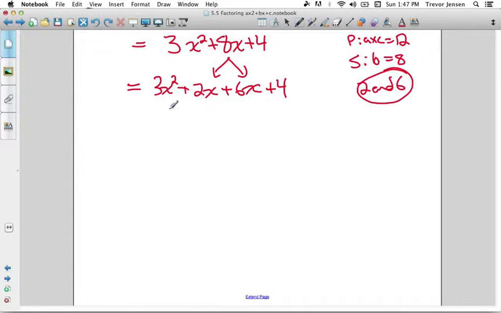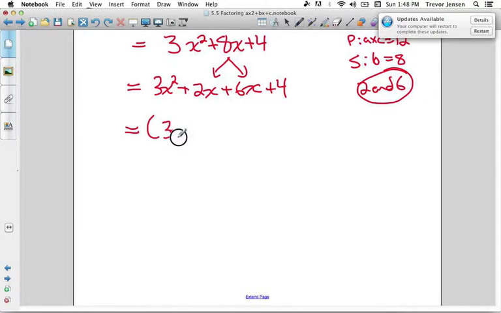Now that I have the 4 terms, I want to factor this quadratic by grouping. You can follow these steps every time. Just put the first two terms in a group, 3x squared plus 2x, and then put an addition sign, and then put the last two terms in a group, 6x plus 4. And why am I allowed to do this?